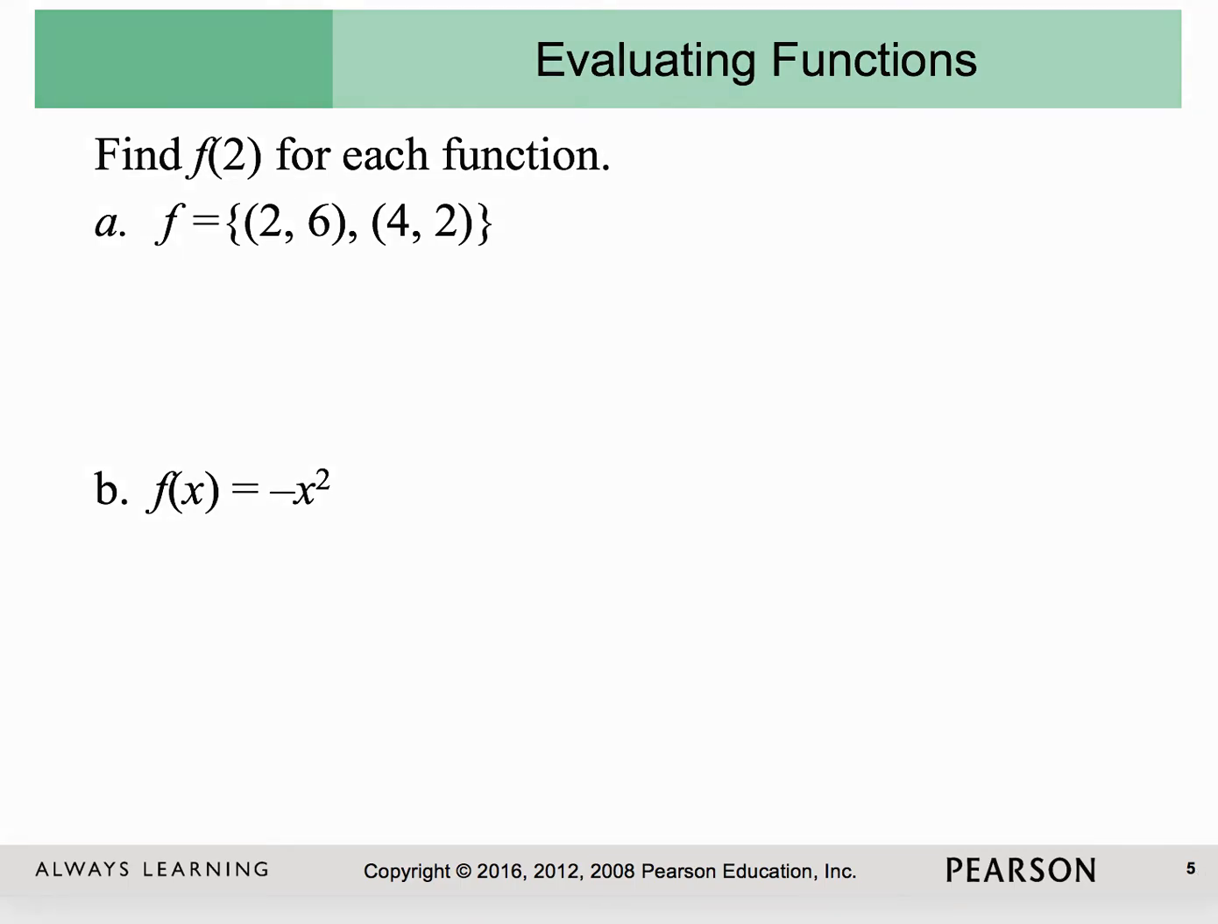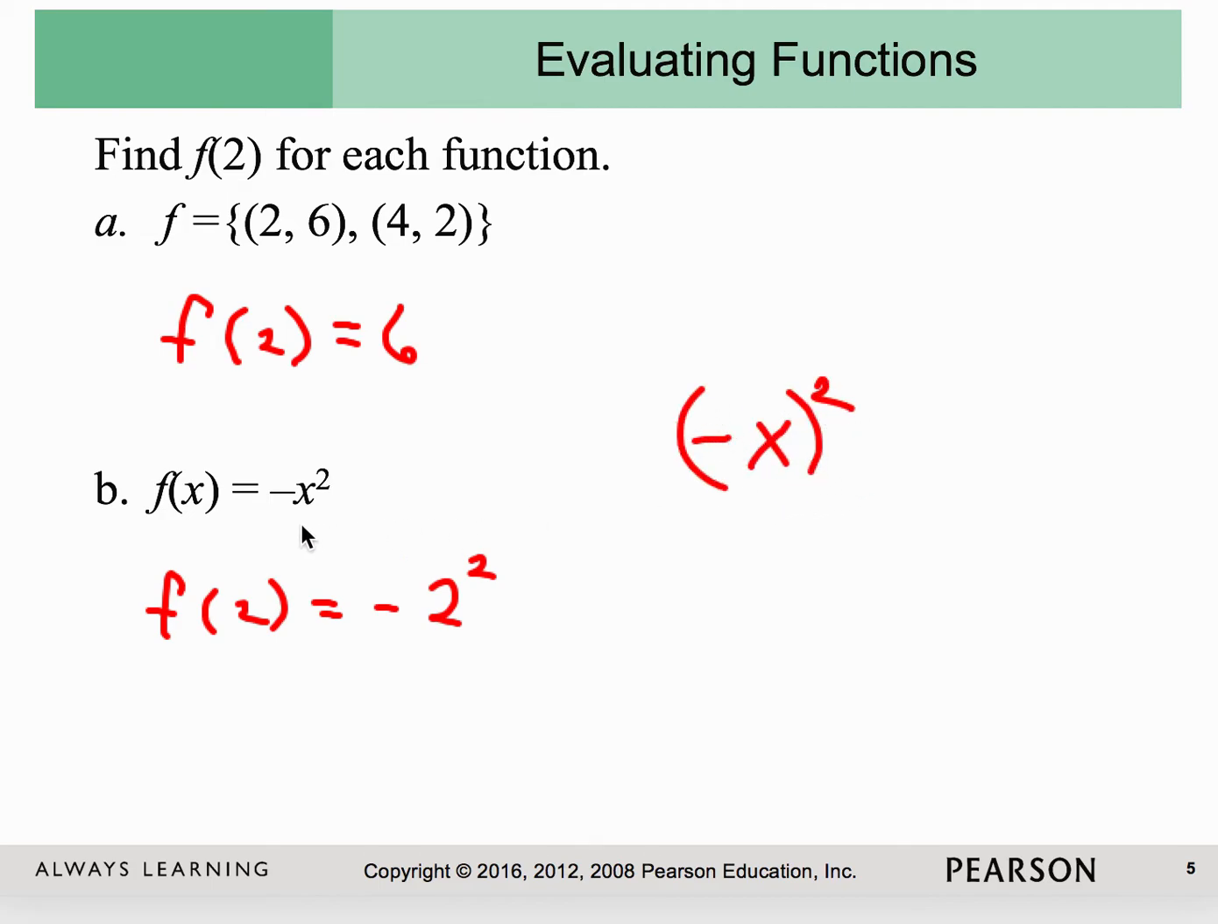Okay, find f of 2 for each function. So here we've got the function as a couple of points. So f of 2, well, here's 2. So when x is 2, y is 6. Here, if it's like this, we've already practiced this a couple of times, negative 2 squared. Now remember, that negative has nothing to do with that exponent. If it did, it would look like this, right? So that negative stays, and then the 2 squared. So f of 2 is negative 4.